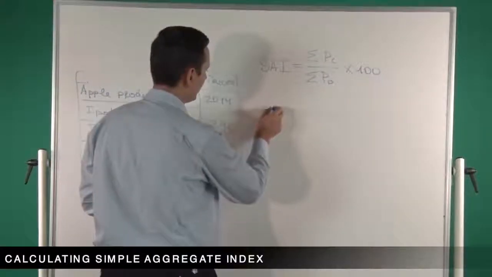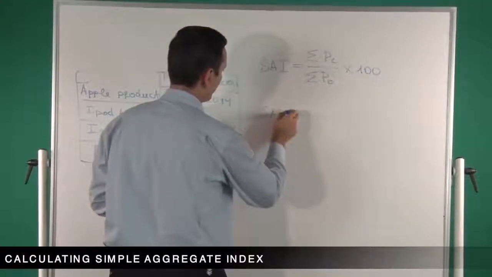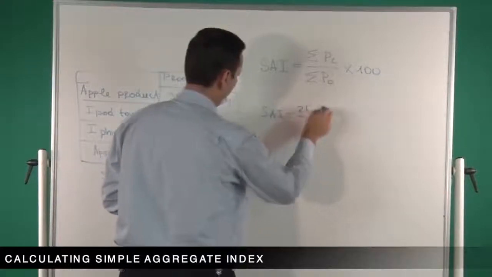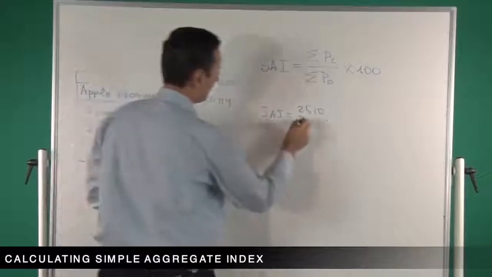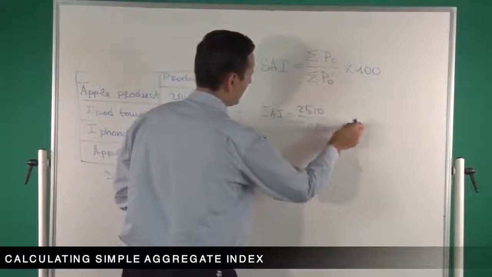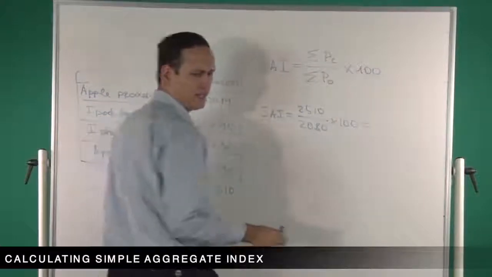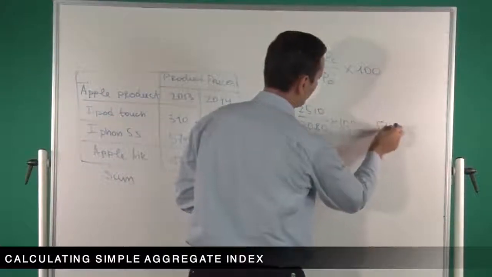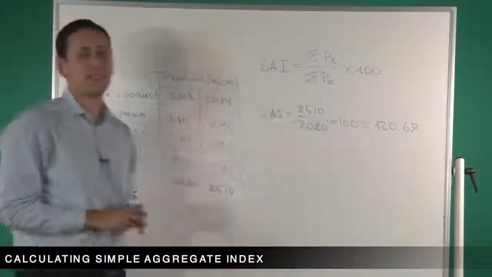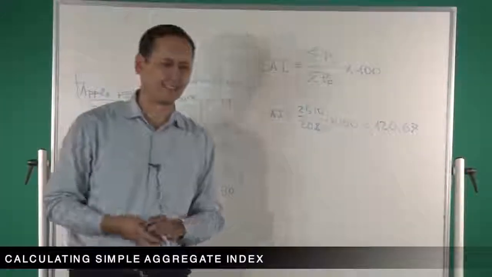And in our case, it's going to be 2,510 divided by 2,080 multiplied by 100, and that's going to be 120.67. So, and this is the simple aggregate index.